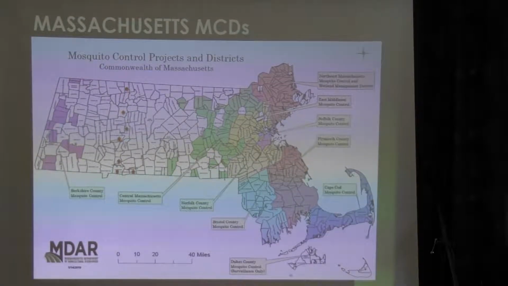I know Carlisle, for example, declined to participate. But all the towns around them do. So they're probably getting a lot of benefit from that, from the treatment and testing without actually having to pay in to the system. Nantucket was in a mosquito control project and recently removed themselves from it.